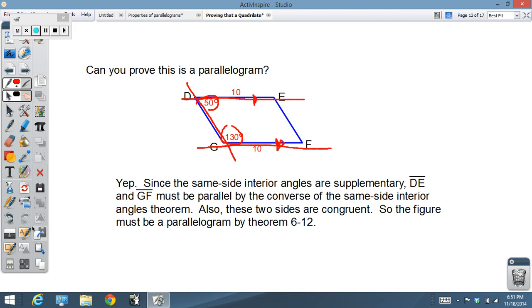Good? Good. All right. So we know those lines are parallel by the converse of the same side interior angles theorem. Also, those sides are congruent. Therefore, by theorem 6.12, opposite sides are both parallel and congruent. We must have a parallelogram.